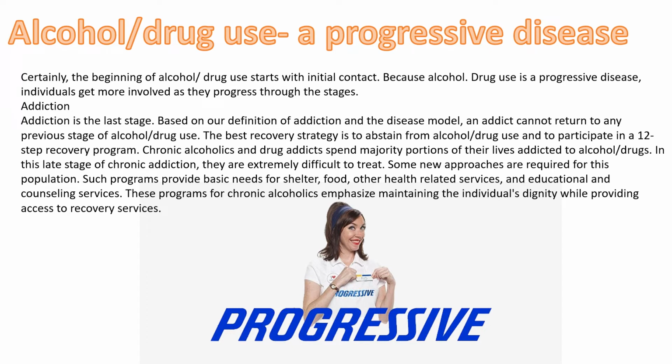Alcohol drug use, a progressive disease. Certainly, the beginning of alcohol and drug use starts with the initial contact. Because alcohol and drug use is a progressive disease, individuals get more involved as they progress through the stages. So, addiction. Addiction is the last stage based on our definition of addiction and the disease model. An addict cannot return to any previous stage of alcohol or drug use. The best recovery strategy is to abstain from alcohol and drug use and to participate in a 12-step program.